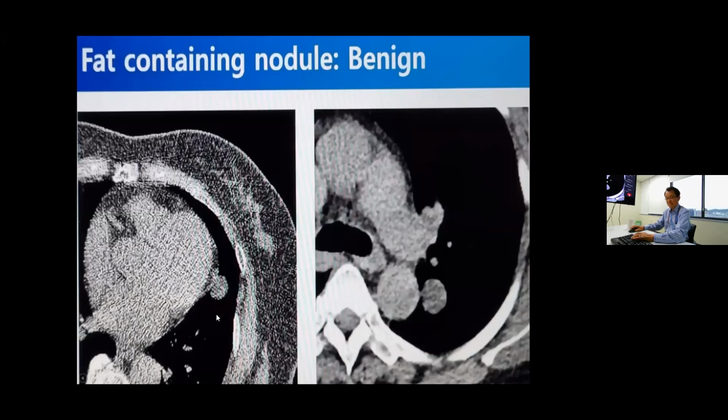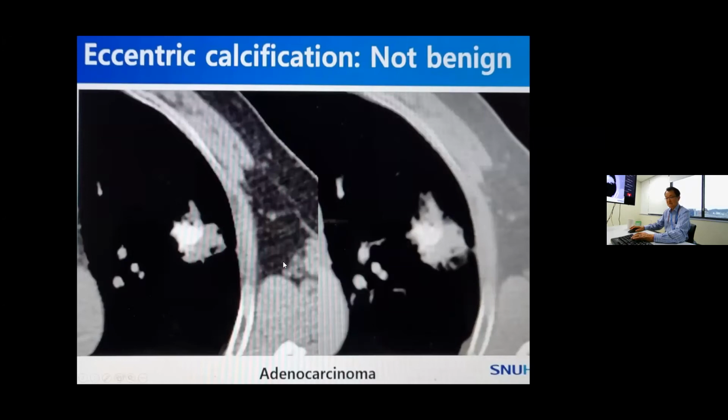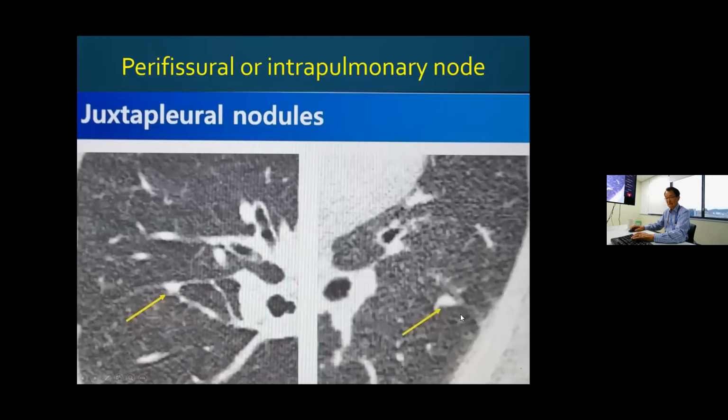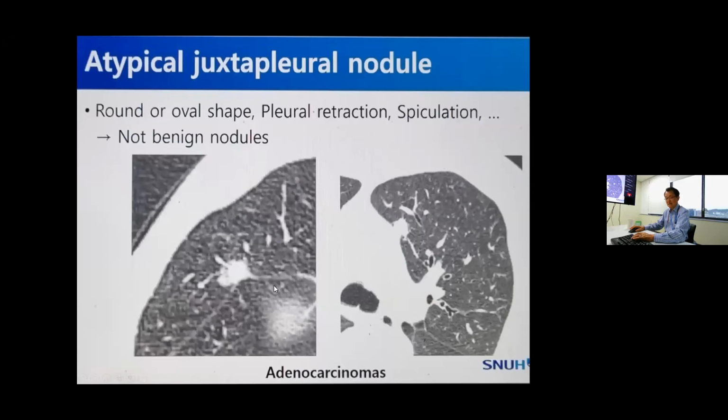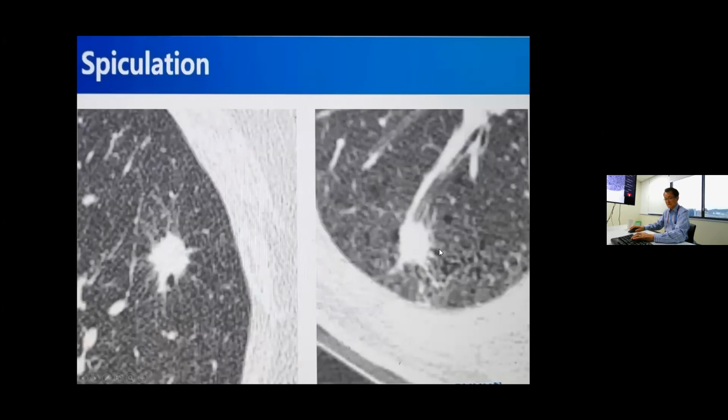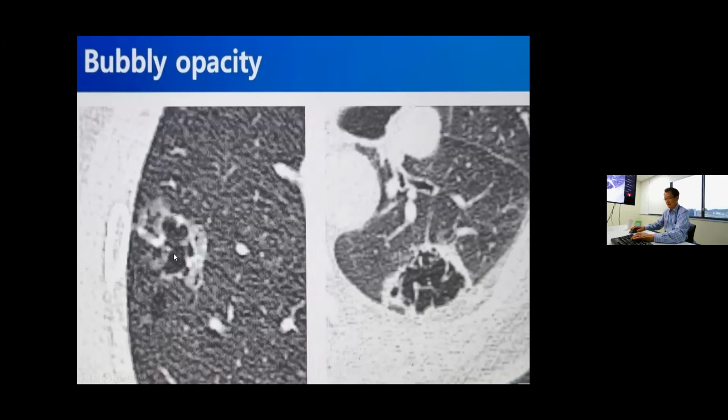So eccentric calcification is not benign; central calcification is. A juxtapleural nodule is usually benign, and atelectasis is also benign. The atypical one is certainly difficult. But spiculation, that's a cancer. And a bubbly opacity could be inflammatory or cancer.